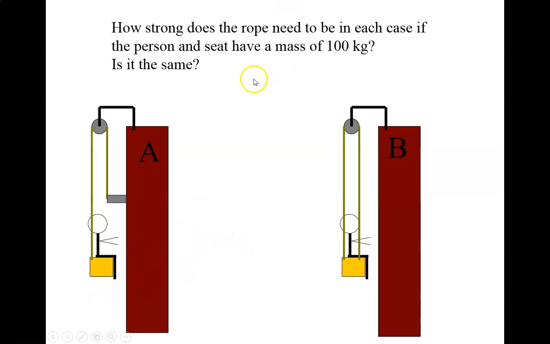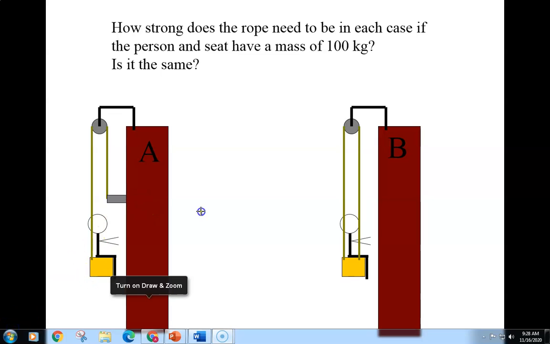So the mass and the seat of the person have a mass of 100 kilograms or 980 newtons. But let's not even worry about the numbers. Let's just look at a free body diagram for each. So if we look at the one on the left, we draw a free body diagram for that person on the left.